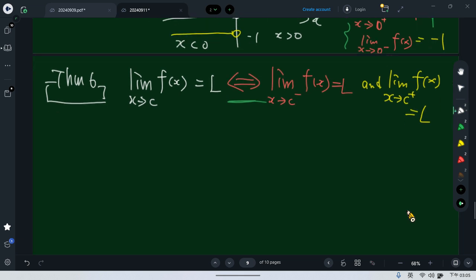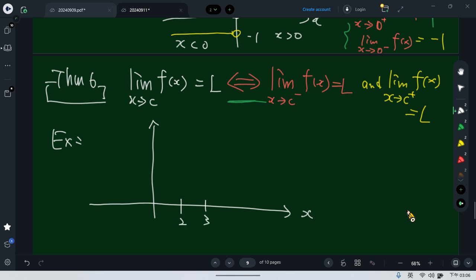So I can give you a very quick example. Maybe it's a very simple example. If I have a function, its curve is like this one.